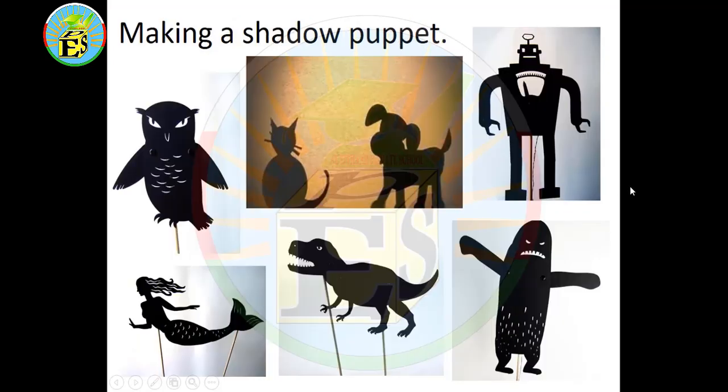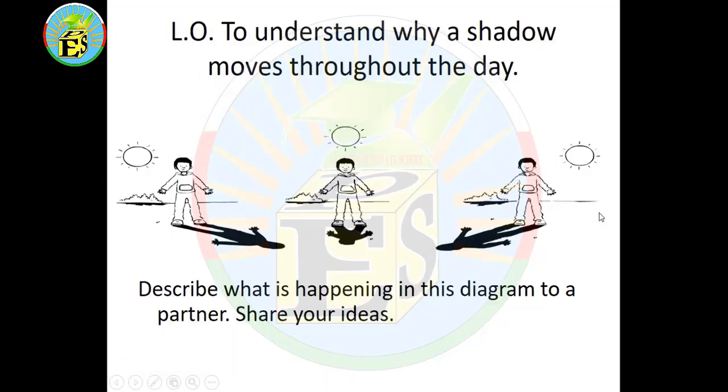These are some shadow puppets. Shadow moves according to the position of the sun. When the sun starts rising, your shadow will be like this. Your shadow will be larger. When the sun is in the middle of the sky, your shadow will be smaller. When the sun starts setting, or sets, your shadow will become larger again.